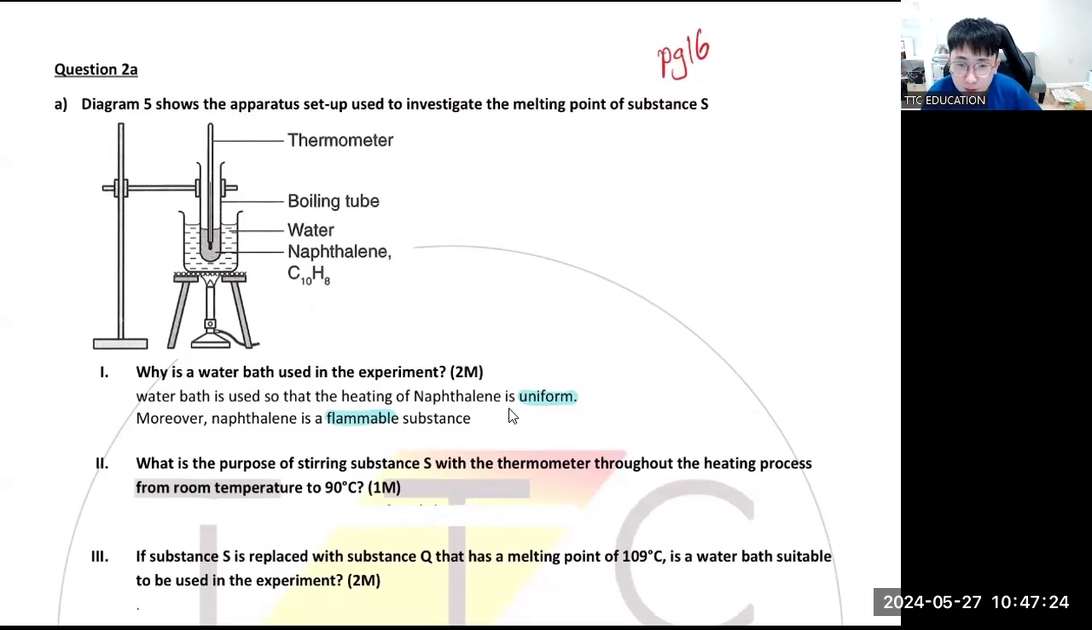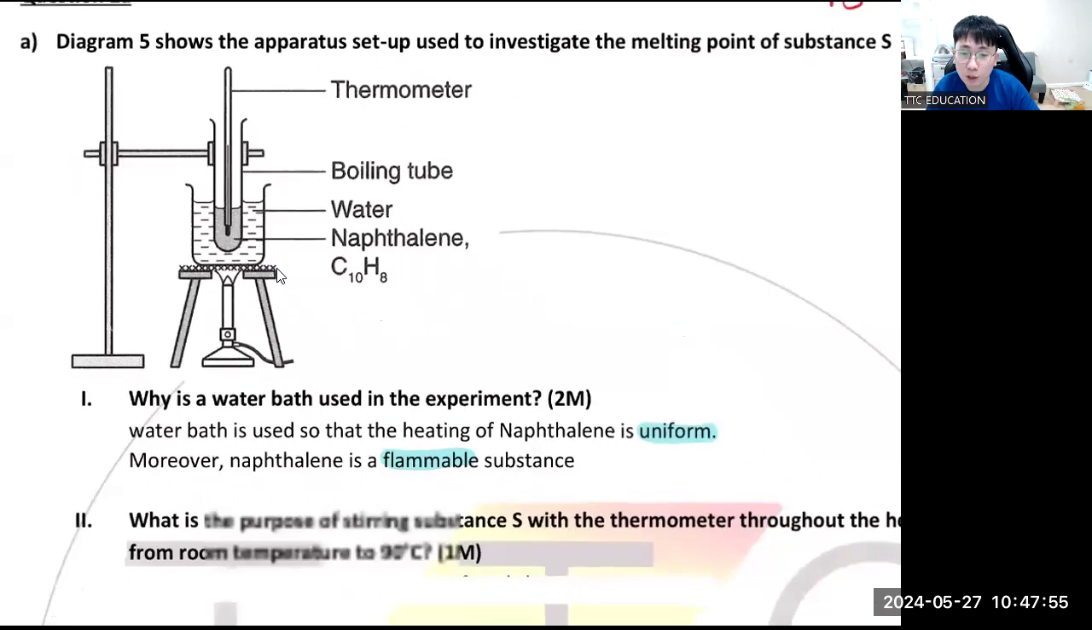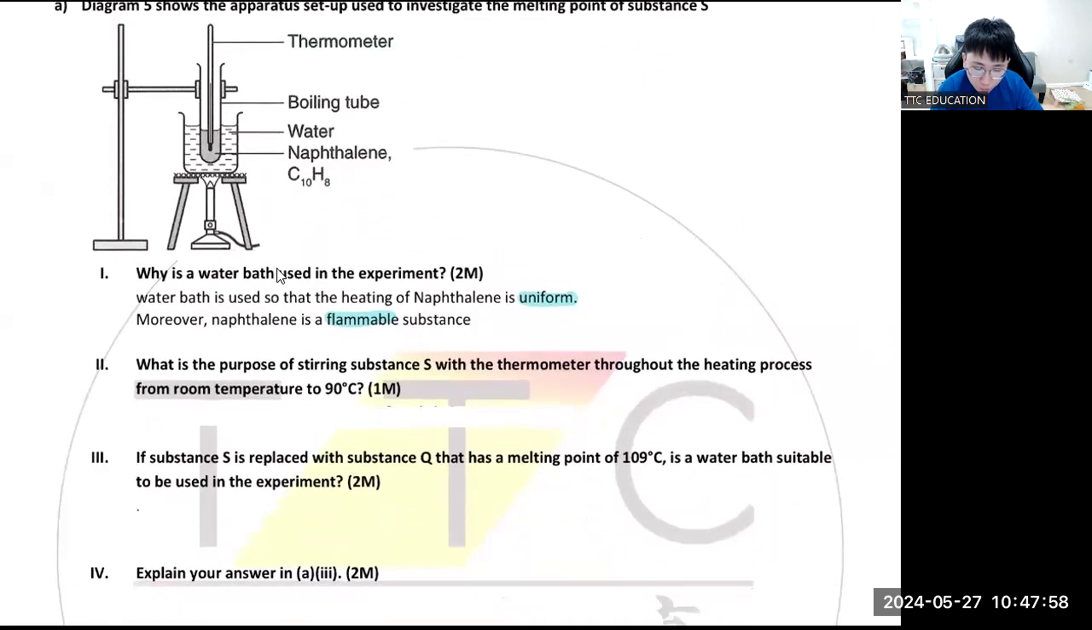Then what is the purpose of stirring substance S with the thermometer throughout the heating process from room temperature to 90 degrees Celsius? When we heat, we stir. Why must we stir? If you don't stir, what happens? Same thing. Even with a water bath, the outside layer will touch the hot water first, then the inner part will melt later. We don't want this to happen. We want inside and outside to melt at the same time. So we stir it so that again you get uniform heating. So you can say, ensure temperature of naphthalene is uniform. Again, uniform.